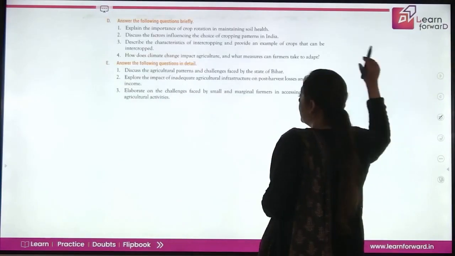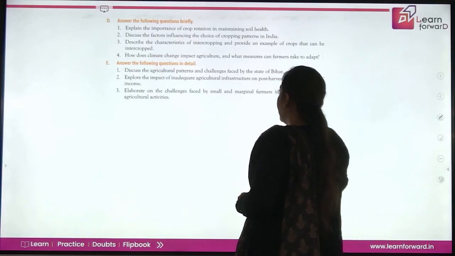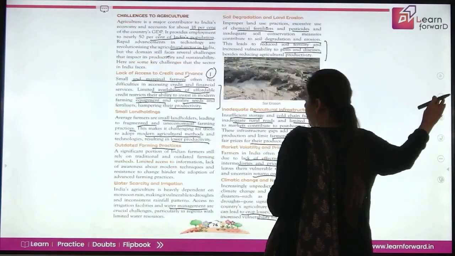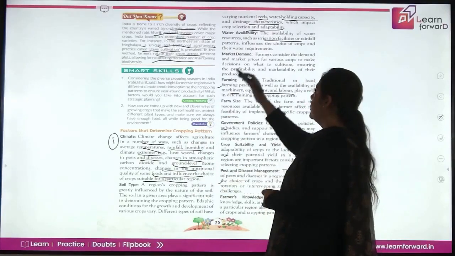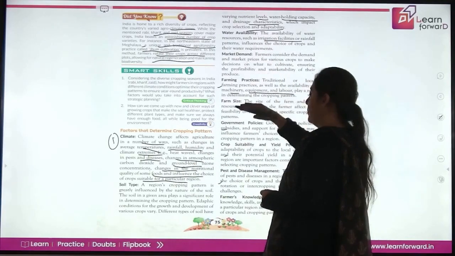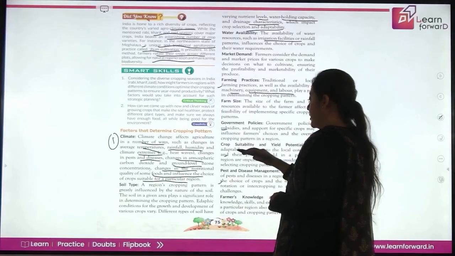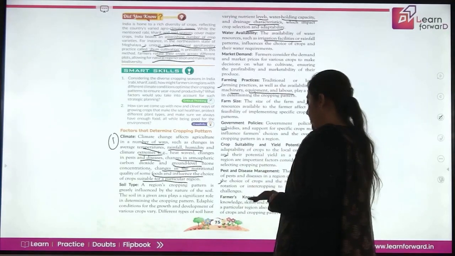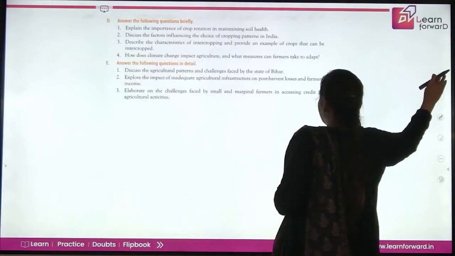The second question is, what are the factors influencing the choice of cropping patterns in India? There are many factors that influence the crop pattern in India. The first being climate, second being soil type, the third being water availability, the fourth being market demand, the fifth being farming practices, sixth being farm size, then government policies, crop suitability and yield potential, pest and disease management, and farmers' knowledge and experience. Let's come to the third question.